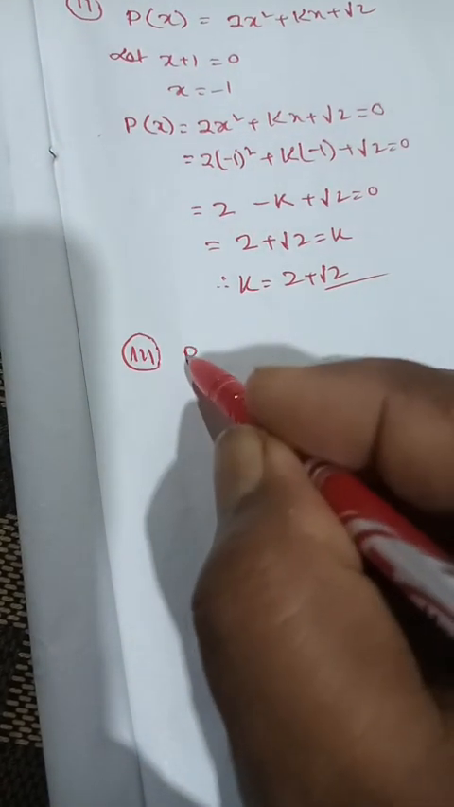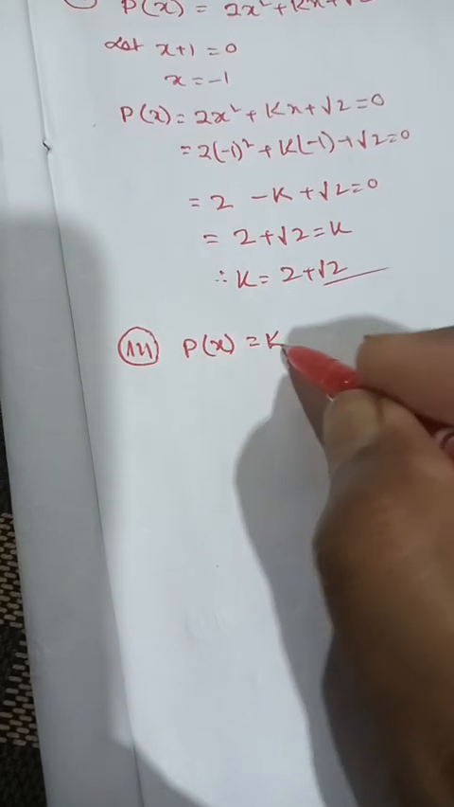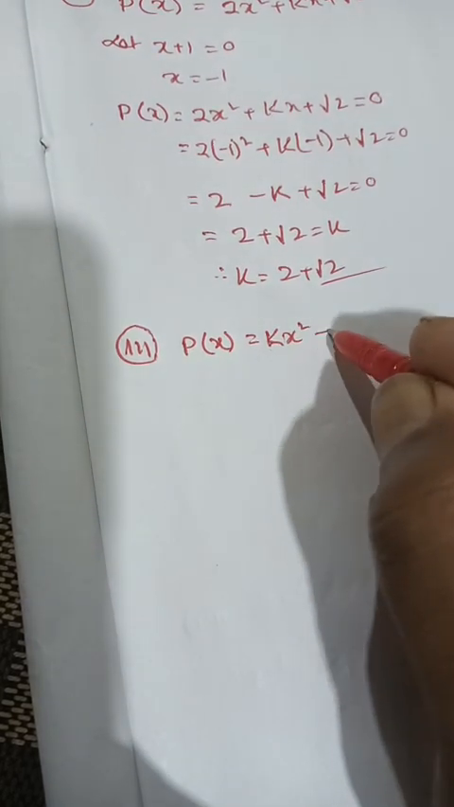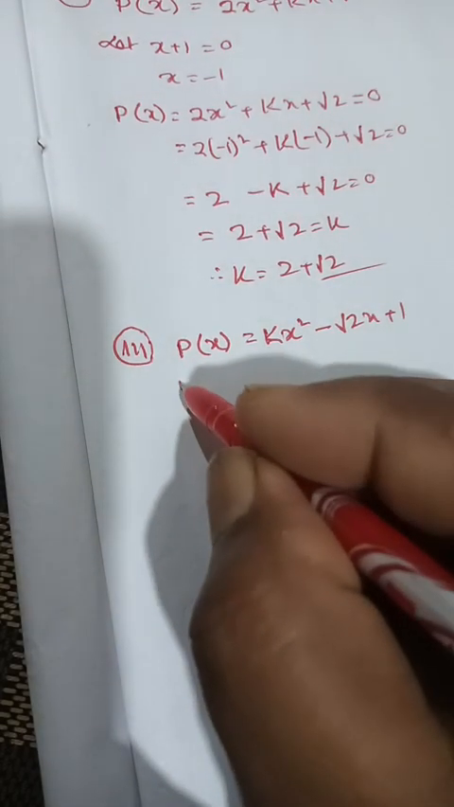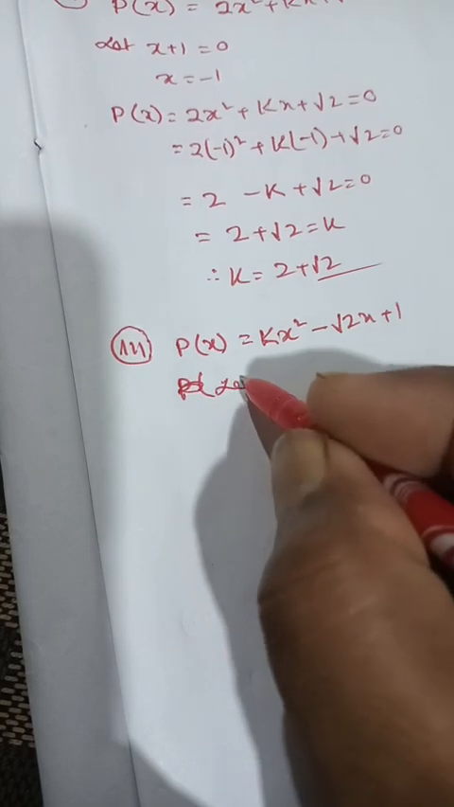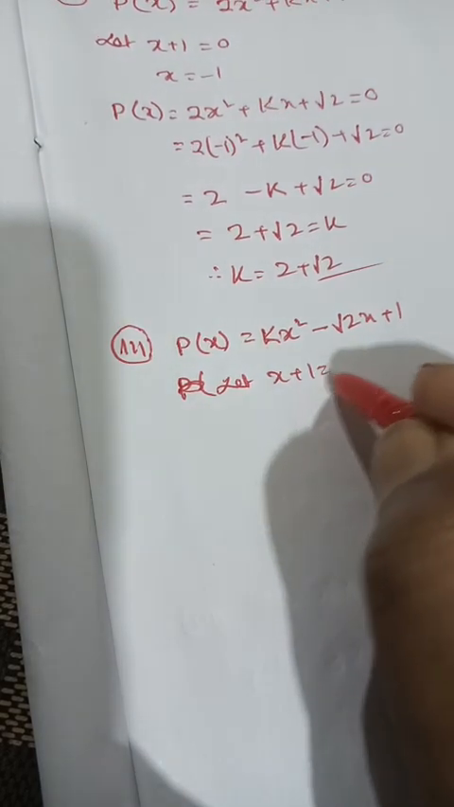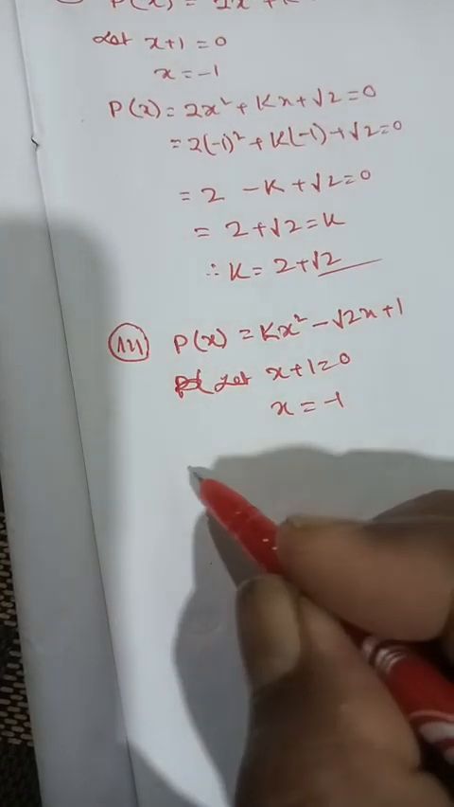Here p(x) is given kx square minus root 2x plus 1. So here you write let x plus 1 is equal to 0. Therefore we can write x equal to minus 1.